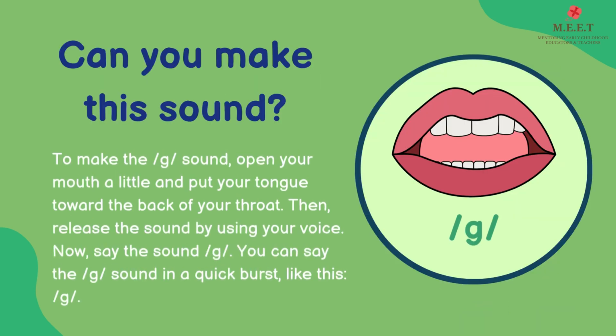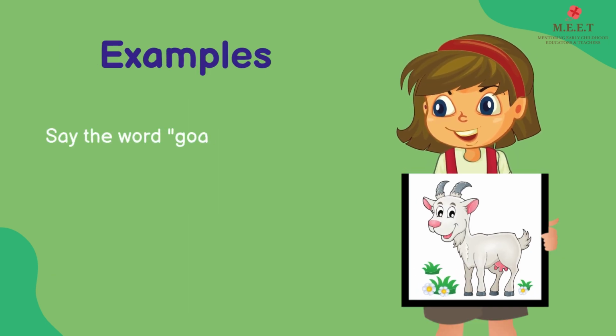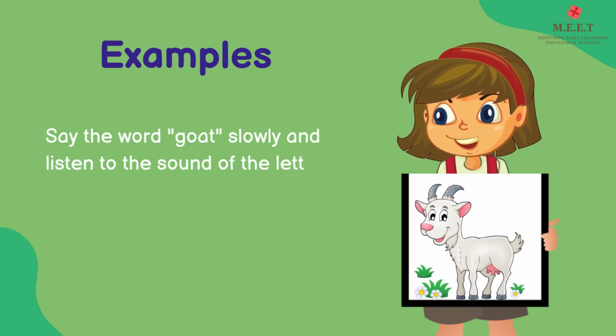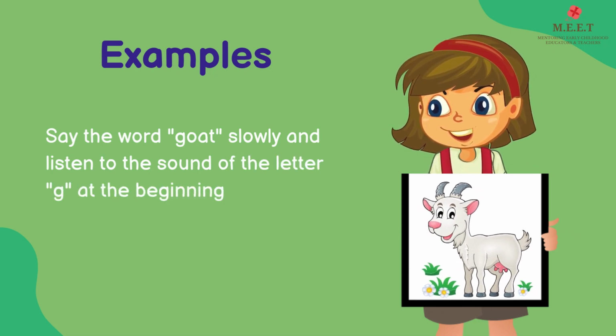To make the G sound, open your mouth a little and put your tongue towards the back of your throat. Then release the sound by using your voice. Now say the sound G. You can say the G sound in a quick burst like this: G. Say the word goat slowly and listen to the sound of the letter G at the beginning.